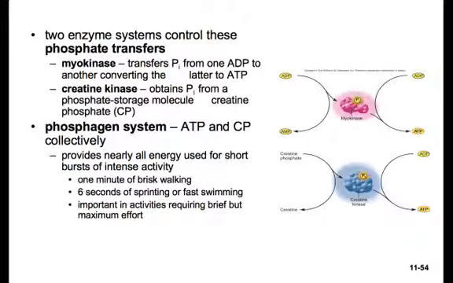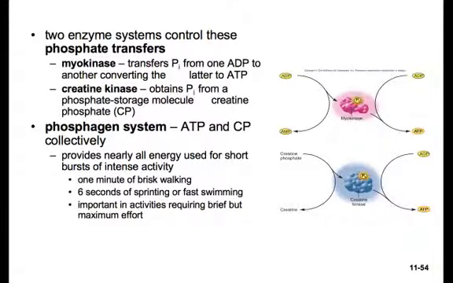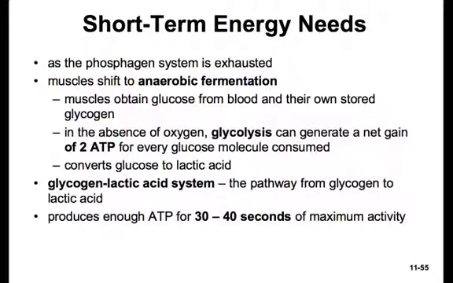ATP and creatine phosphate are collectively called the phosphagen system. They provide nearly all the energy used for short bursts of intense activity. Now let's take a look at short-term energy needs.